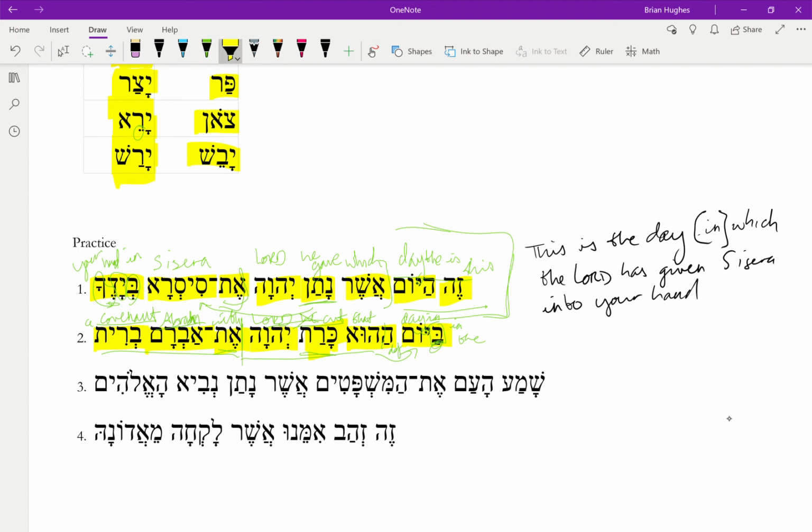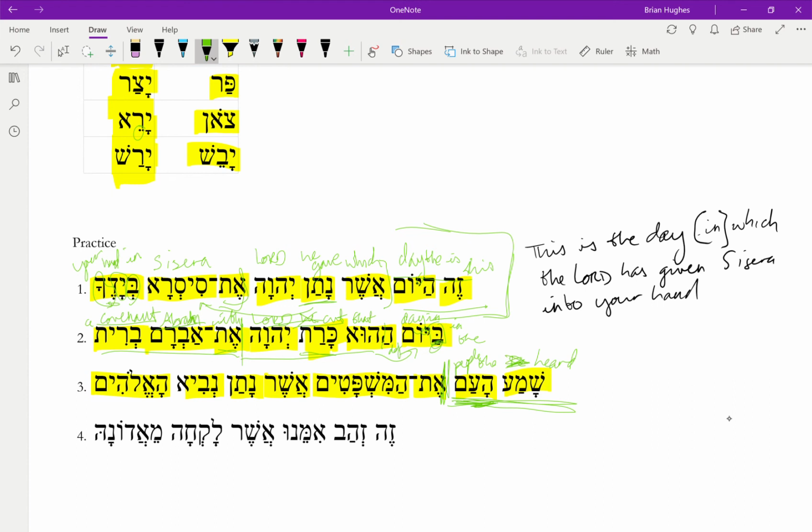Okay, so these are some. Oh, not yet. Here's another one that I kind of riffed out of Deuteronomy. Shema ha'am et hamishpatim asher natan nevi ha'elohim. So here we have Shema, our Qal Perfect 3MS of to hear or to listen or obey. So we have he heard, and we have the people. Now, it certainly would make sense in our mind if it was he heard the people, but here we have the definite direct object marker, and so this must be the subject. So this ha'am is not the direct object. So it is rather the subject of the verb, so it's the people heard.